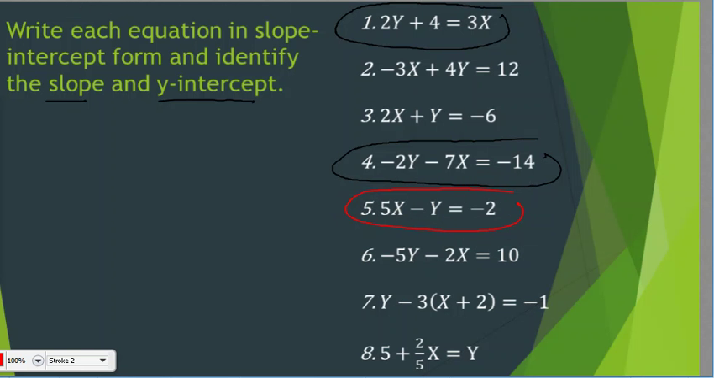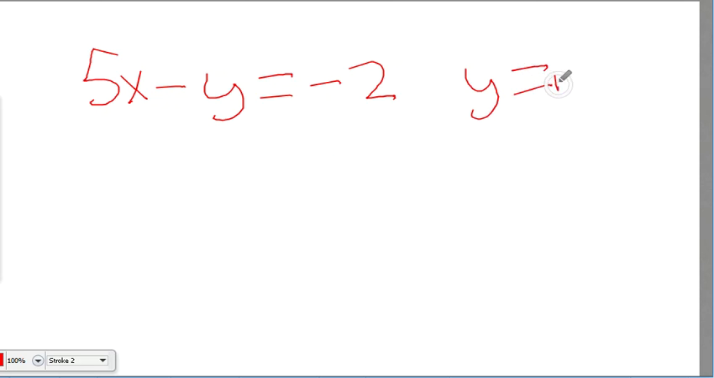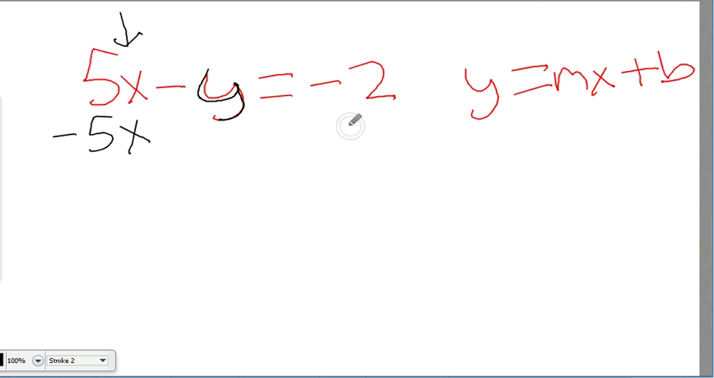So we've got 5x minus y equals negative 2. Okay, and we want to put this equation into slope-intercept form. So in order to do that, I need to isolate the y. I need to get this y all by itself. So right now we have 5 times x minus y equals negative 2. Let's first get rid of this 5x term by doing a minus 5x, and we have to do that on both sides. Now be very careful.